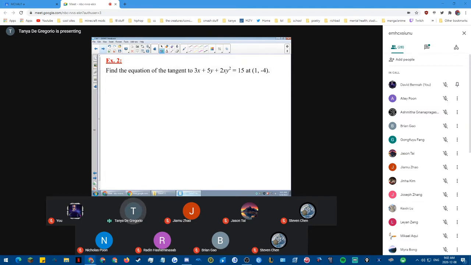So the derivative of 3x is 3. What is the derivative of 5y? Excellent, 5y prime. Now, I have a product rule. The first times the derivative of the second, 2y y prime, plus the second times the derivative of the first, and then the derivative of 15 is 0.